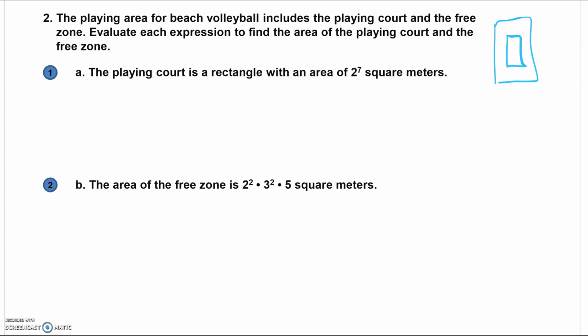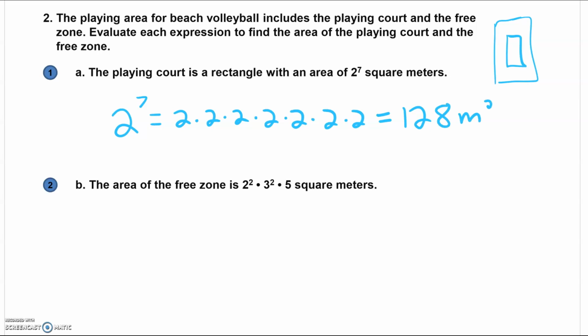The playing court is a rectangle with an area of 2 to the 7th square meters. So 2 to the 7th means 2 times 2 times 2 times 2 times 2 times 2 times 2, right? 1, 2, 3, 4, 5, 6, 7. 2 to the 7th power is 128. And we write square meters like that. They wrote it as m squared, square meters.